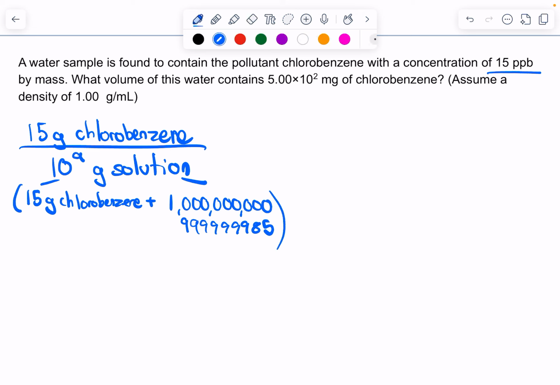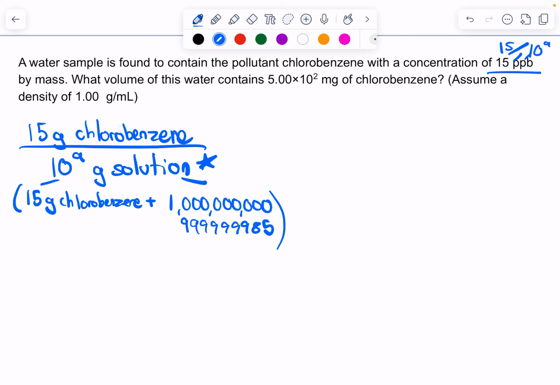I don't think we even need to use this here. So I'm going to leave it there, but I don't even think we'll need to use it. We're probably going to be able to rely just on this. Okay, so we've defined what 15 parts per billion by mass means. Again, per billion means 15 divided by billion.